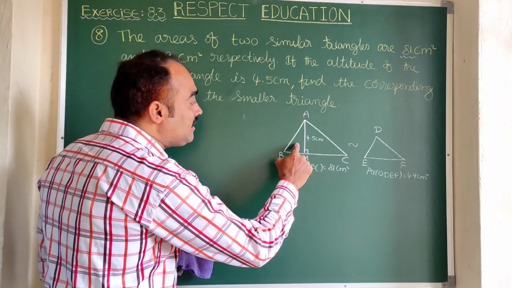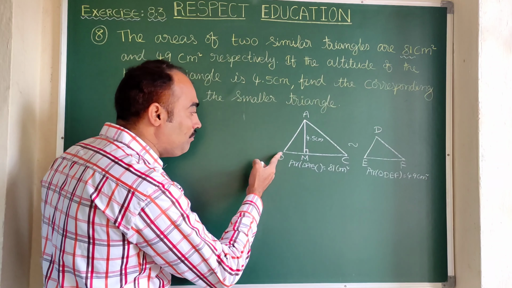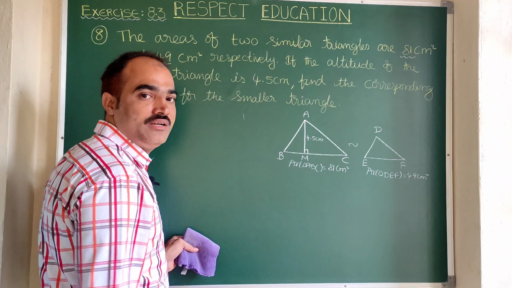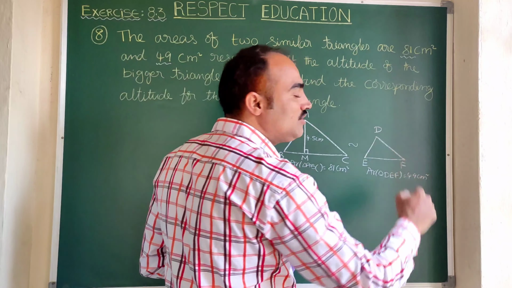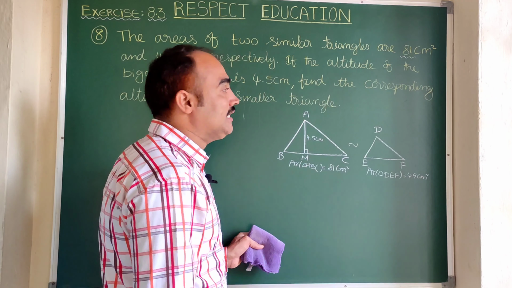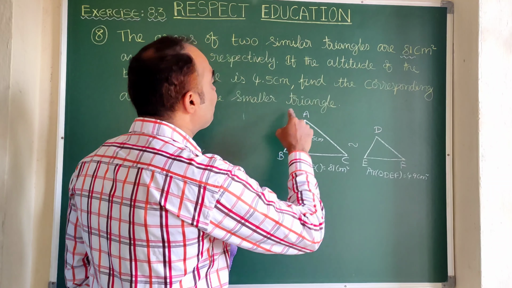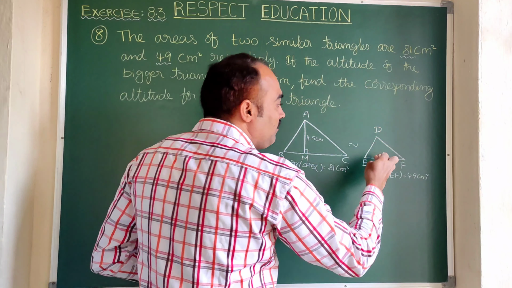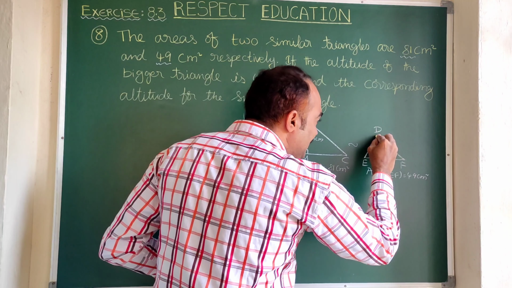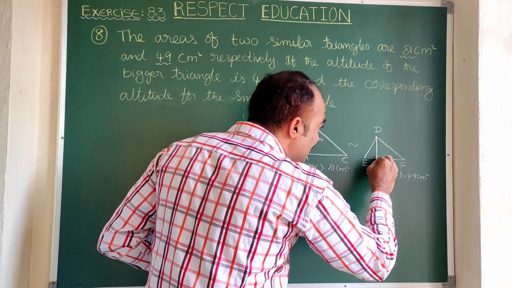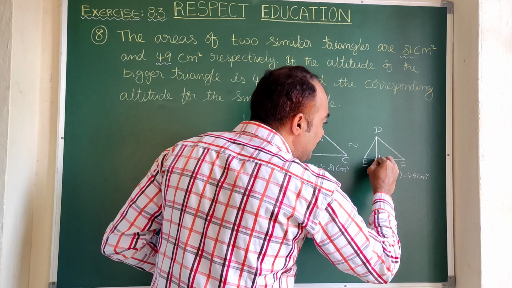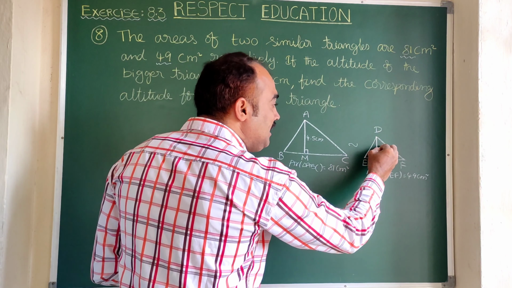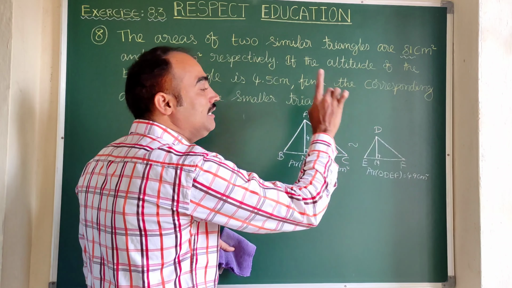Here, how many altitudes can be drawn from a triangle? For triangle ABC, from B one more perpendicular, from C also one more perpendicular, so 3 altitudes can be drawn. Same way for DEF also 3 altitudes can be drawn. Here we need to find the corresponding altitude for this AM. In DEF the corresponding altitude will be the perpendicular drawn from D. Let us take it as N. So DN is to be found, clearly in centimeter, but the question is how many centimeters.